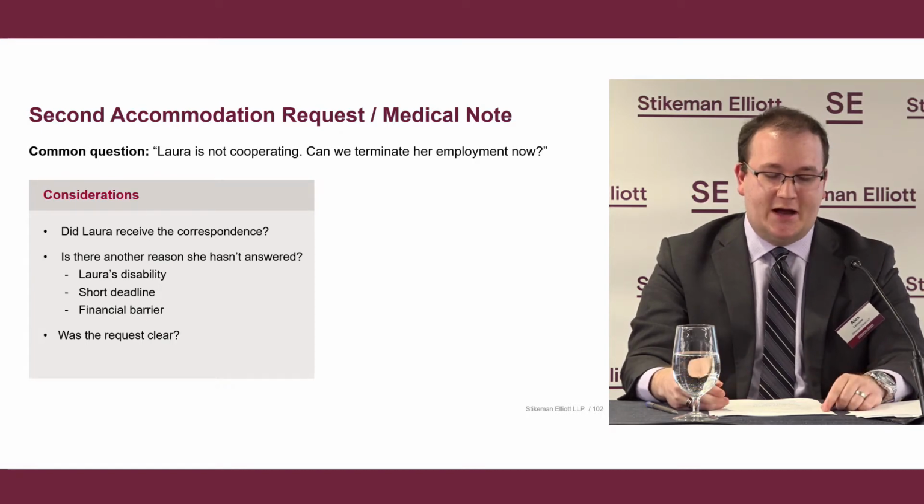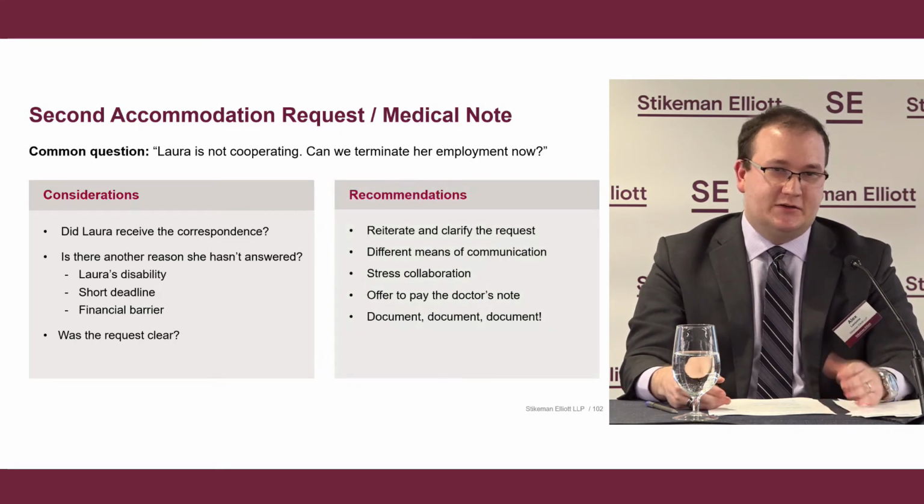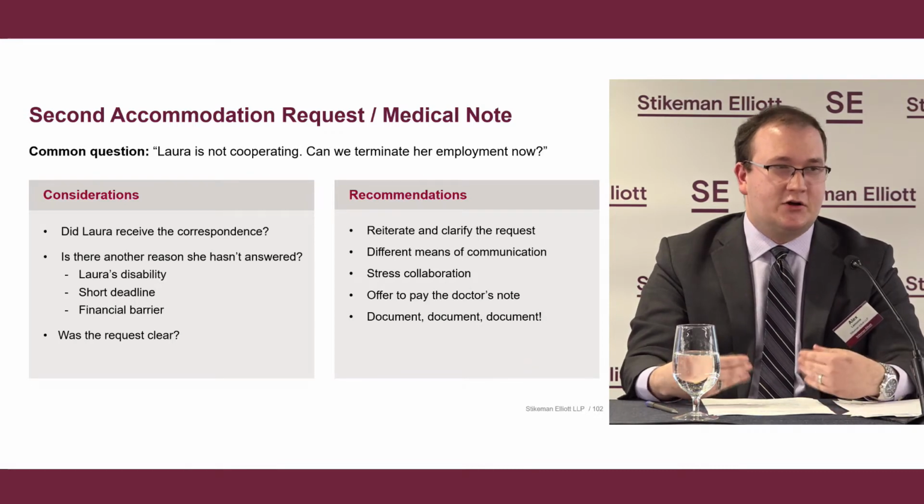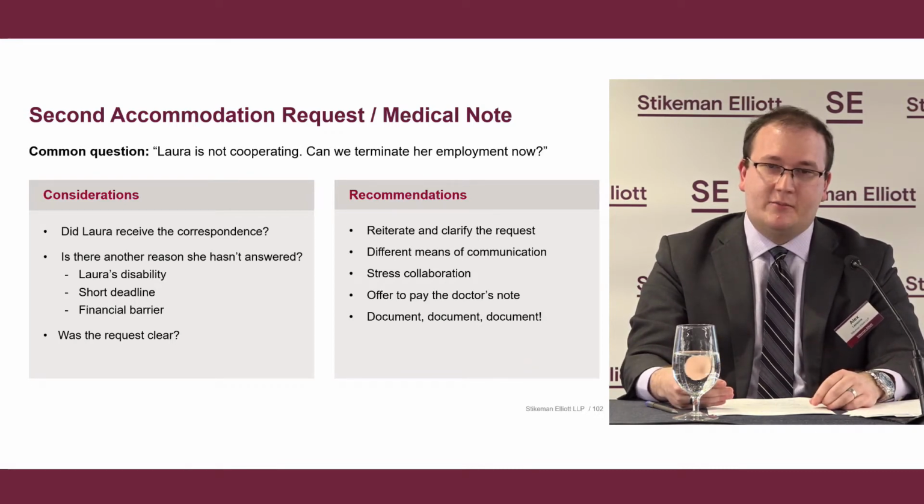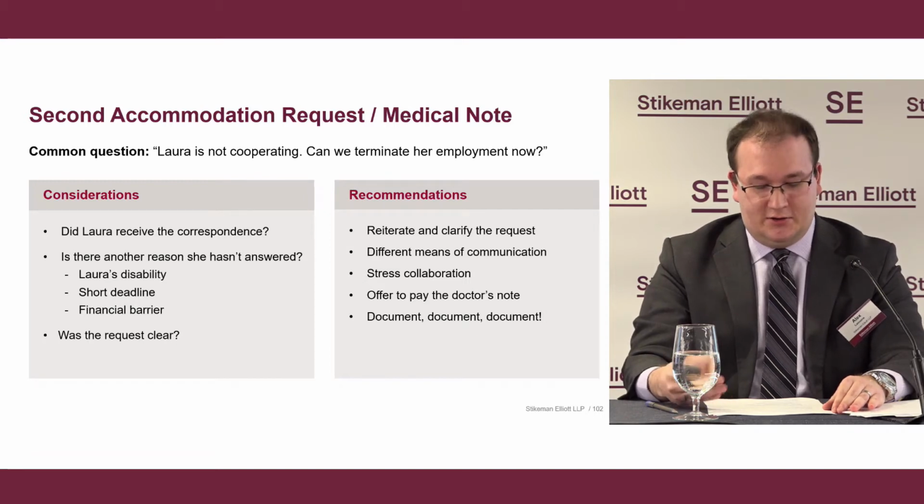So we also want to think about our own actions in this. Was HR's request actually clear? Did we tell Laura what we needed from her? In this case, we wanted more details, but what details were those? So our recommendation in this case to HR would be to reiterate and to clarify the request, to try various means of communication. Perhaps that's a letter, perhaps it's a phone call. To stress the importance of collaboration in the accommodation process, we need to remind Laura that she has duties too, that it's not just all on us. And we need to offer to pay for the doctor's note, remove that financial barrier from consideration, and then you'll probably see this on a number of slides, document, document, document.